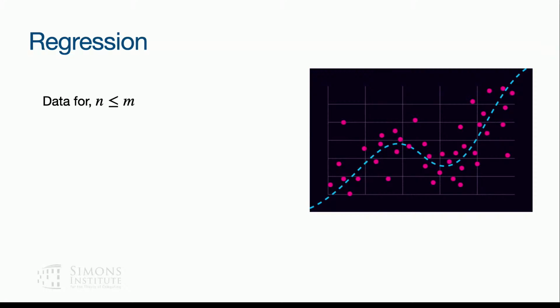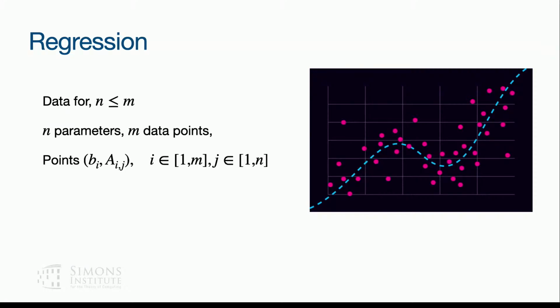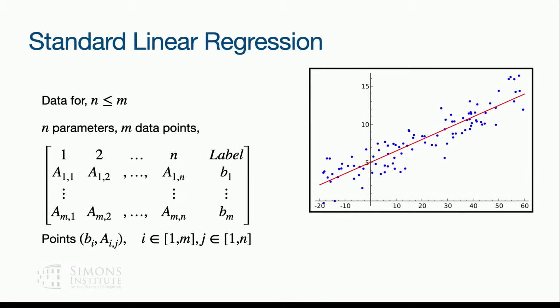So in most of these, let's just call these points A_ij. So think of A as these row vectors and you have these labels on each of these data points. And now in most of the commonly studied settings, like linear regression, you assume that there's a linear curve that fits this data and you want to figure out what that linear curve is.